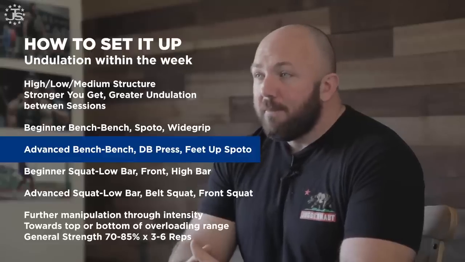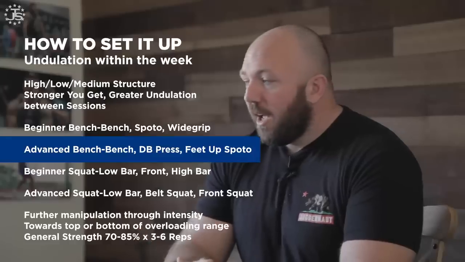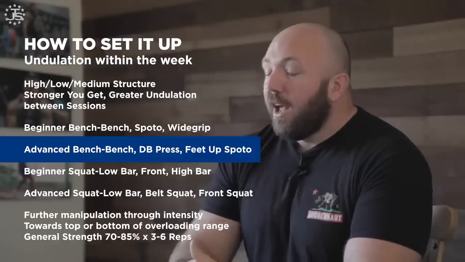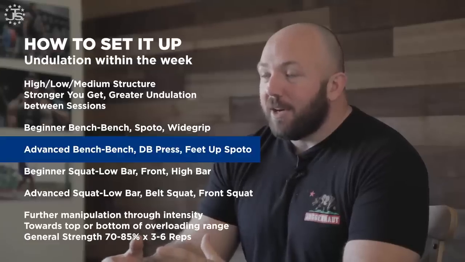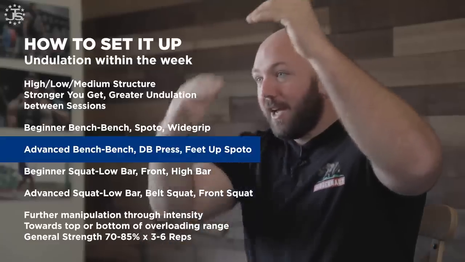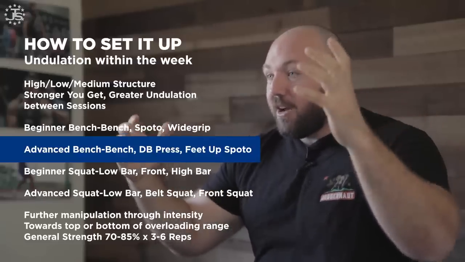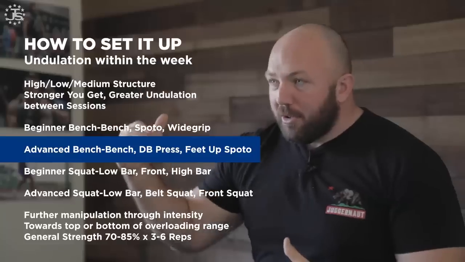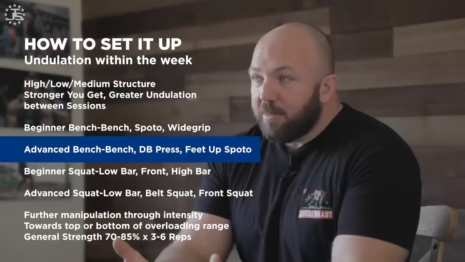So a dumbbell bench variation could be appropriate there, or a machine pressing variation as well. And then your medium day needs to be, because your high day is really high and your low day is really low, the medium day, depending on how strong you are, either right in the middle or maybe a 2 or 3. So something like a spoto press could be a good option there.